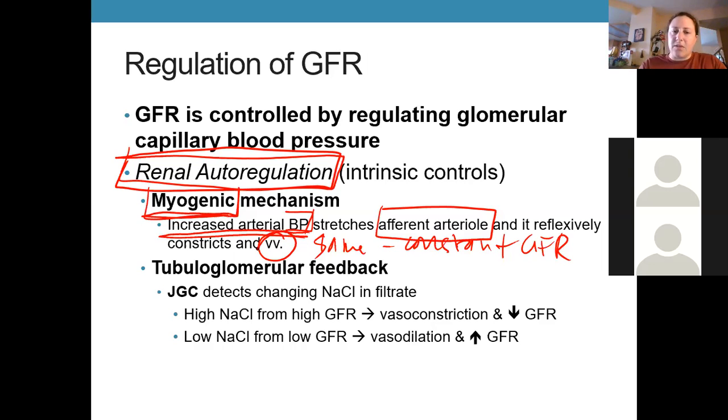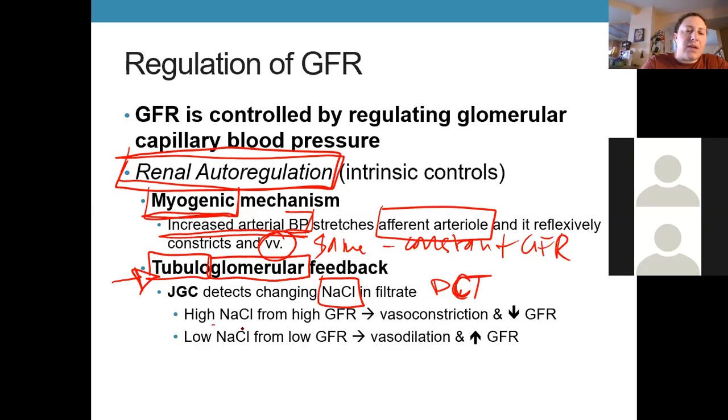The second autoregulatory mechanism is by way of that juxtaglomerular complex or apparatus that I told you about last time. So we call this tubuloglomerular feedback because it's based on the contents of the renal tubules affecting the GFR. So basically the juxtaglomerular complex is monitoring the sodium levels, and that's in the distal convoluted tubule because that's the part of the tubule that's connected.